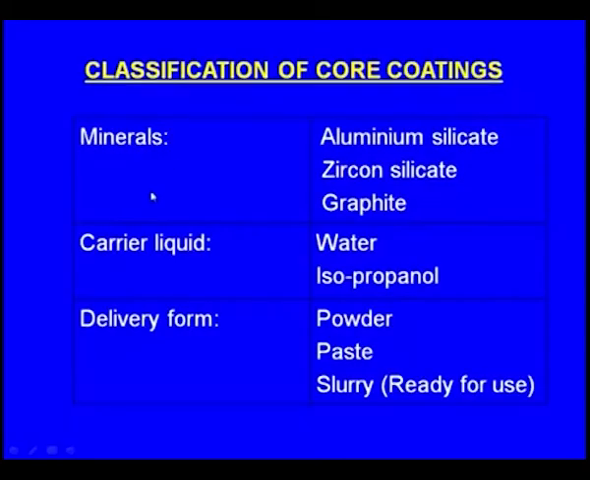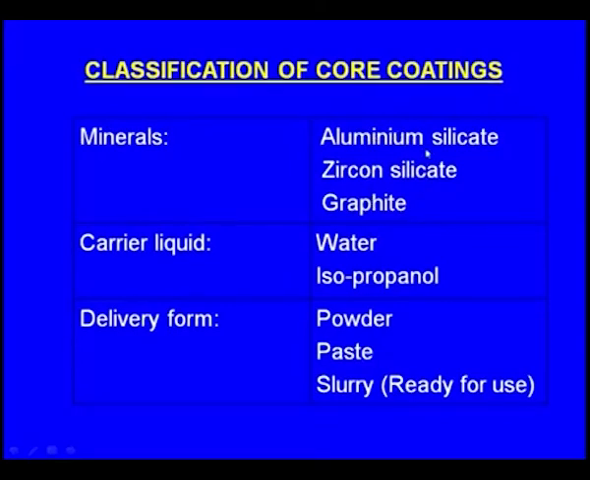This is the classification of the core coatings. These are the minerals of the core coatings. One is aluminum silicate, second is zircon silicate, third is graphite. Here we can see carrier liquid, which means we will mix any of these minerals with this carrier liquid. We can mix these minerals with water or also with isopropanol.